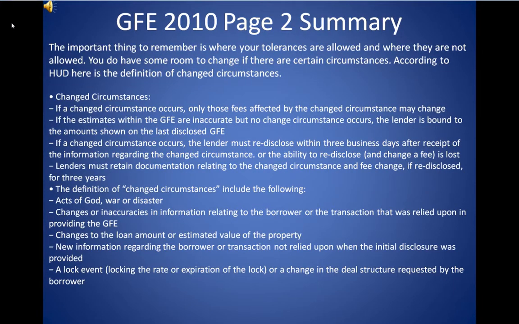Changed circumstances is a term that HUD uses to decide whether or not you can change the areas on the Good Faith 2010 where there's zero tolerance. These changed circumstances have something to do with an act of God, war, or disaster. There's changes or inaccuracies in information that the borrower gave you, change in the loan amount or estimated value of the property, and new information regarding the borrower or transaction not relied upon when the initial disclosure was provided.